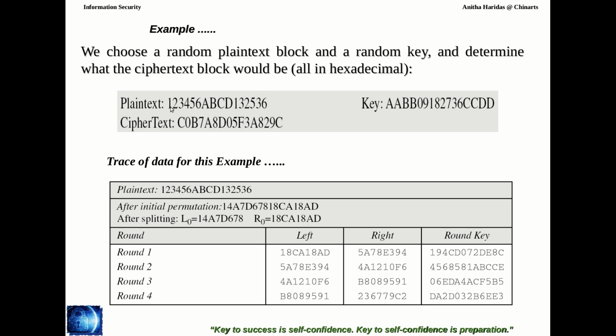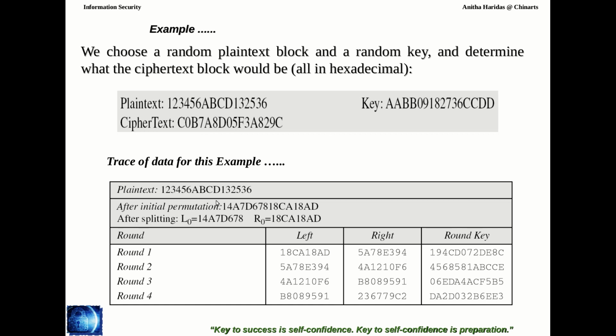So 1 will be represented as 4 bits, 2 with 4 bits, 3 with 4 bits, 4, 5, 6, A with 4 bits, B with 4 bits, and so on. Each hexadecimal digit will be represented with 4 binary bits. The same way the key is also 64 bits, and the ciphertext obviously will be 64 bits, which will be produced using the DES algorithm.